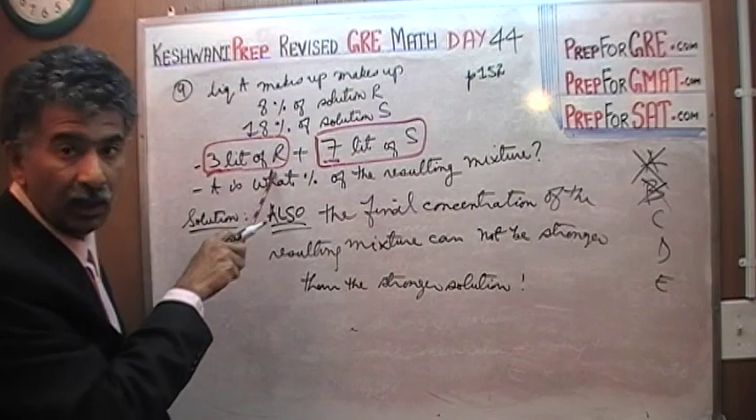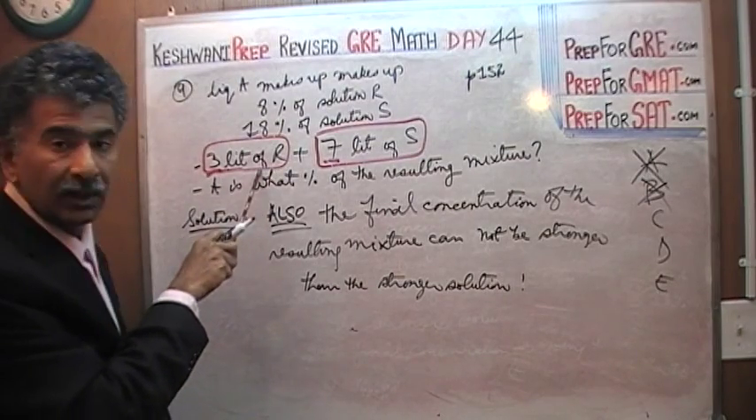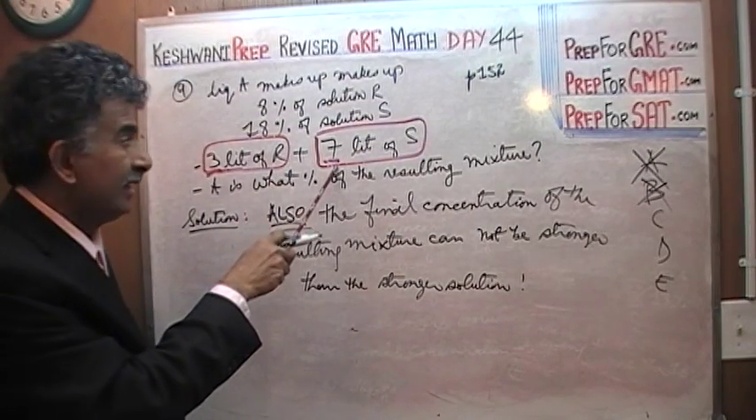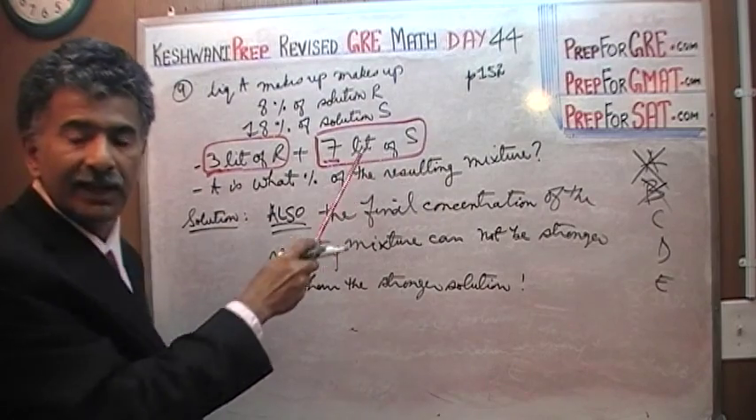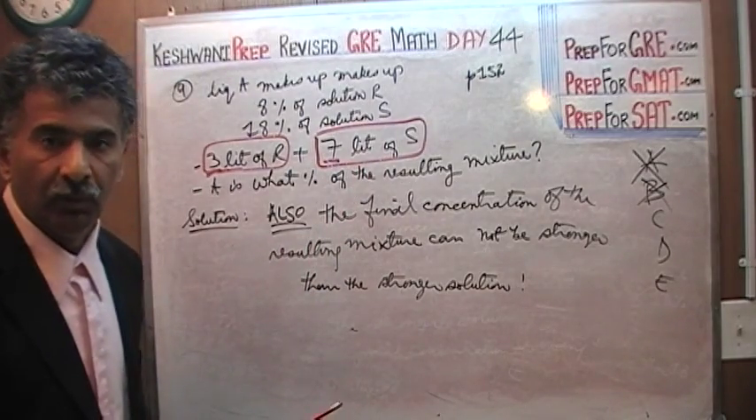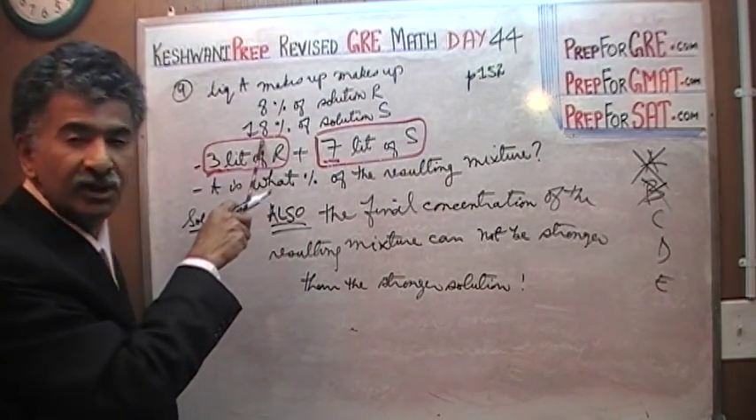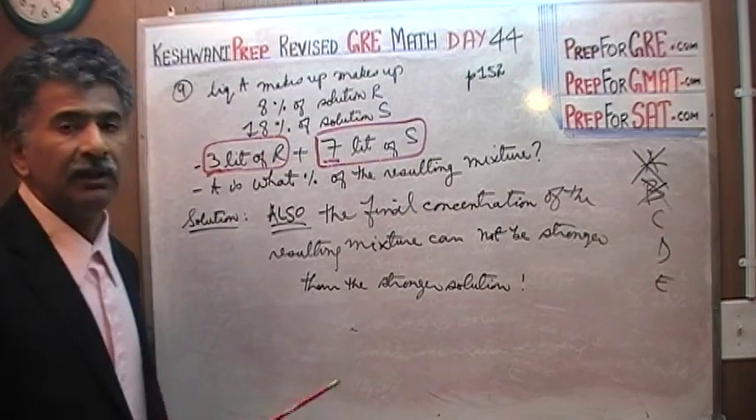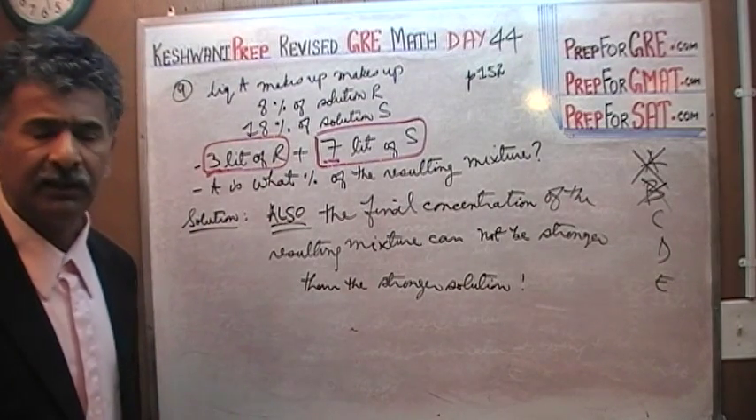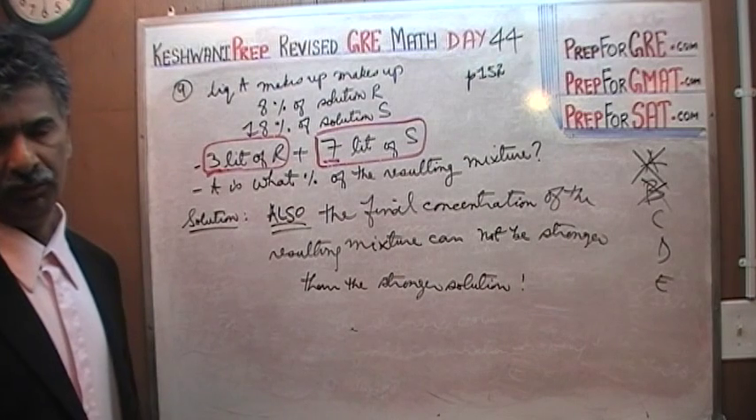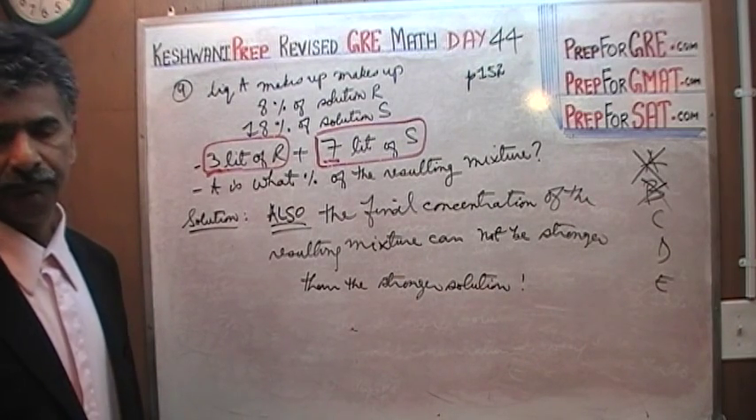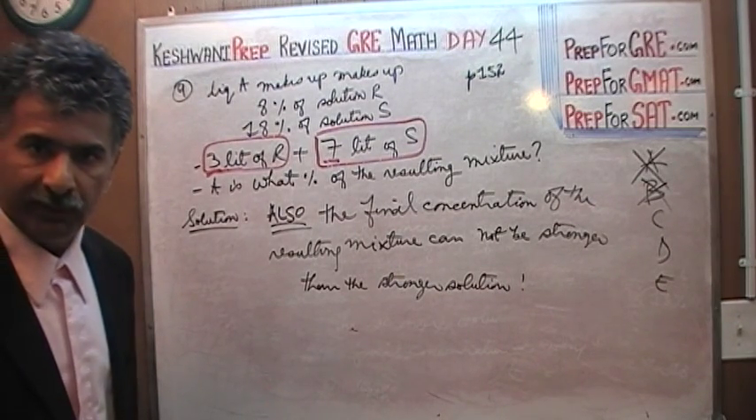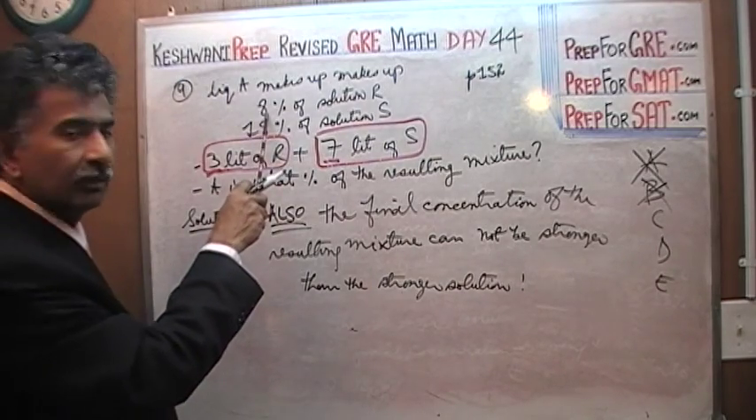and 9,999 liters of S. Even in that scenario, the final concentration would be damn close to 18. It's going to be just a little under 18, but the final concentration cannot be higher than the stronger solution. It is impossible. Final concentration also cannot be weaker than the weaker solution.